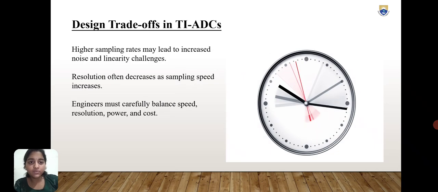Design trade-offs in TI ADCs. Higher sampling rates may lead to increased noise and linearity challenges. Resolution often decreases as sampling speed increases. Engineers must carefully balance speed, resolution, power, and cost.